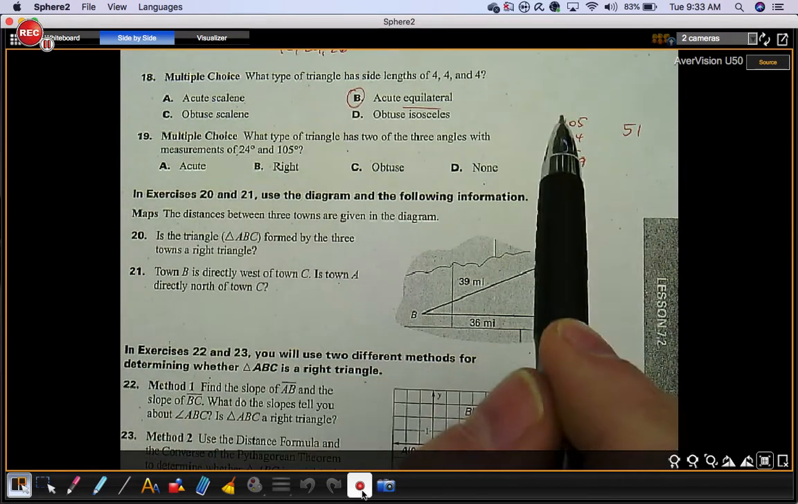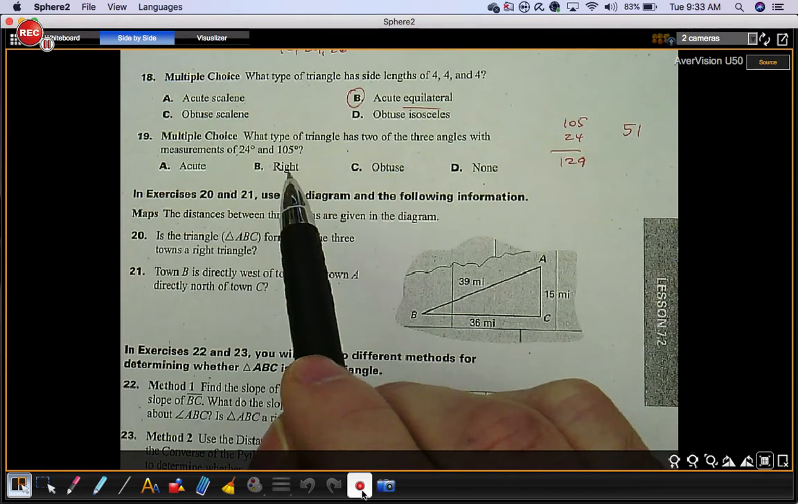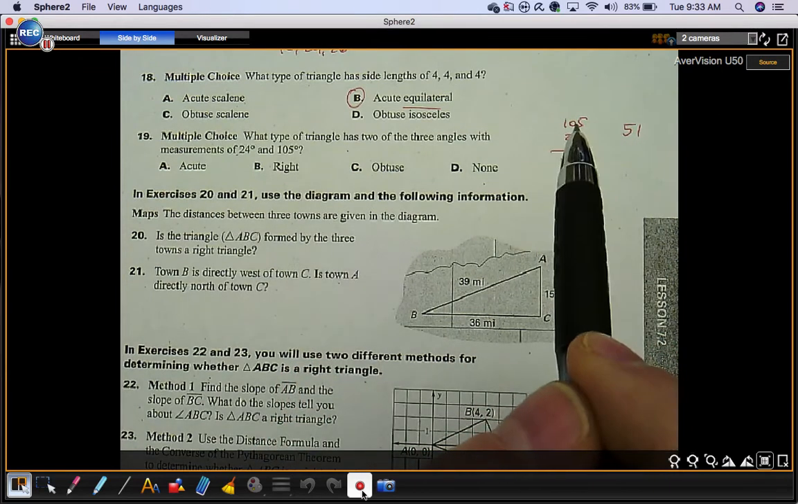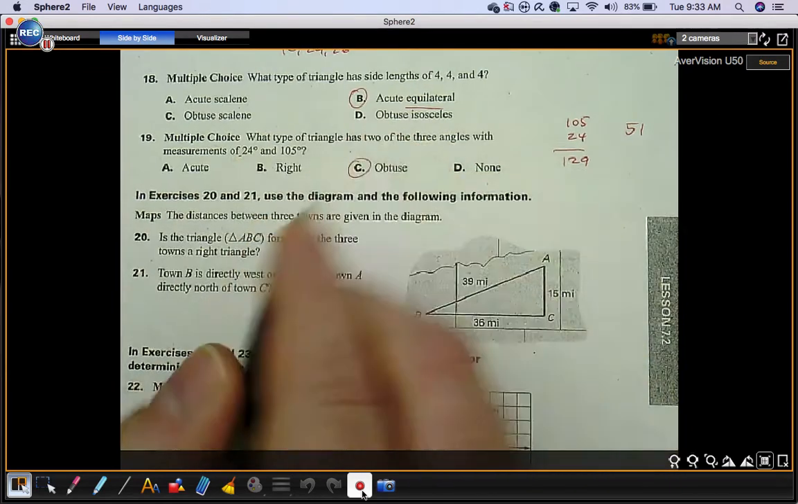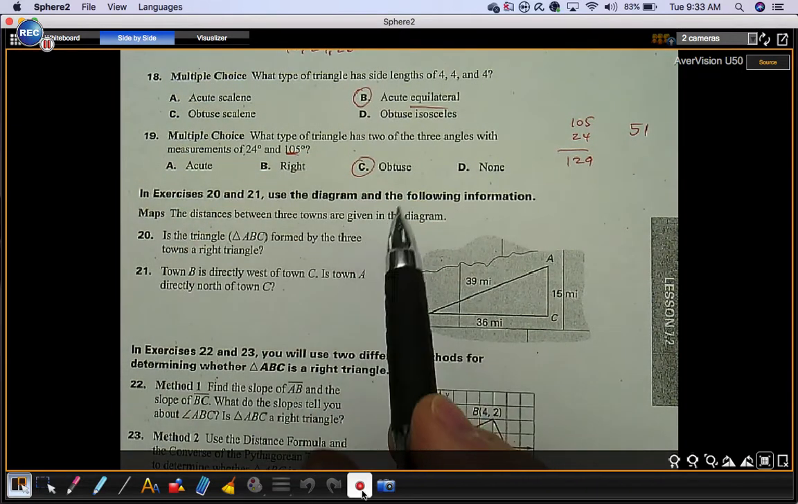It's not acute because that's an obtuse angle. And it's not a right triangle either because none of them are 90. If you have one obtuse angle, that's really the indicator there. If you have one obtuse angle, the triangle's obtuse.